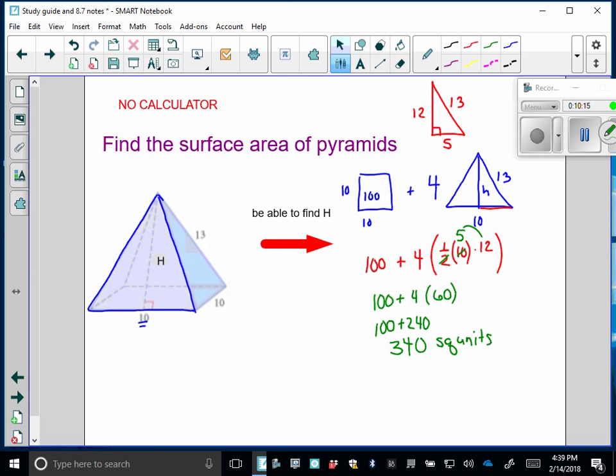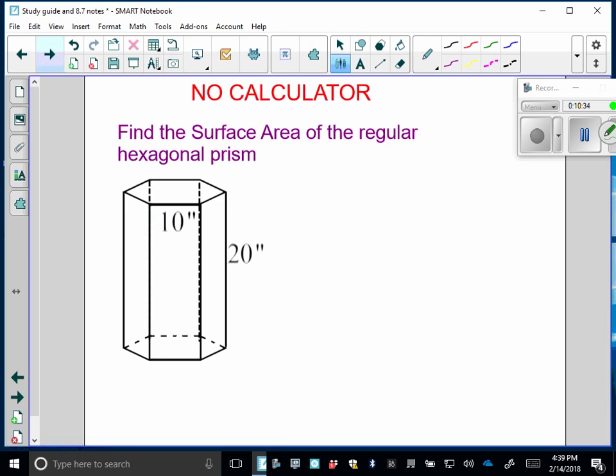So you'll see I have this note here, be able to find h. Sometimes the book gives you that, but I also know that we're familiar with Pythagorean theorem already. So you need to be able to use Pythagorean theorem even if that height isn't given to you. The next example is the surface area of this regular hexagonal prism.